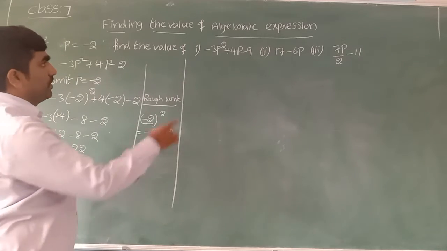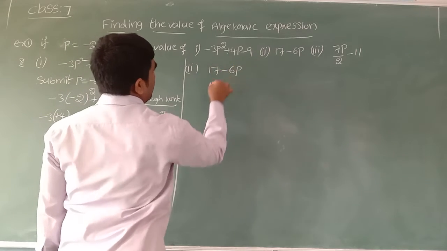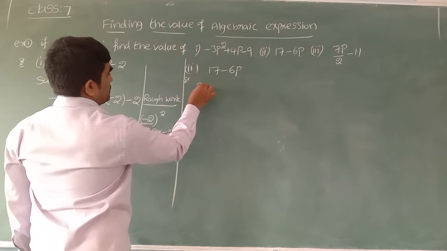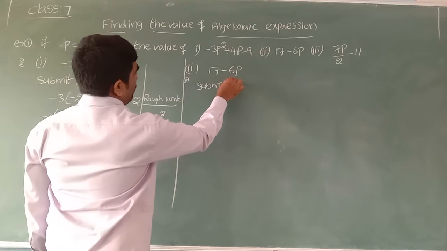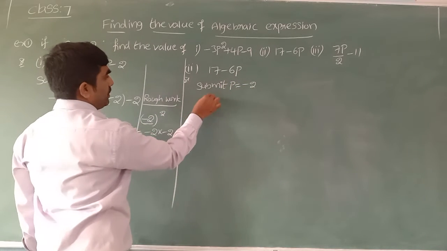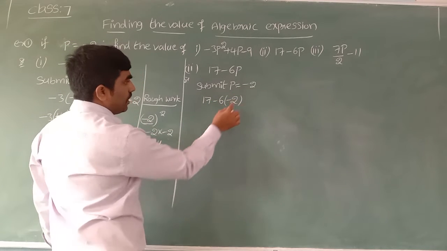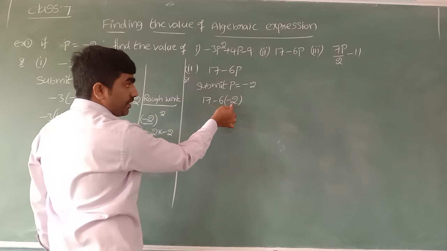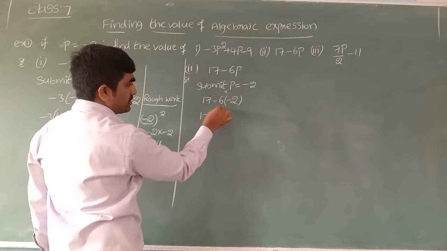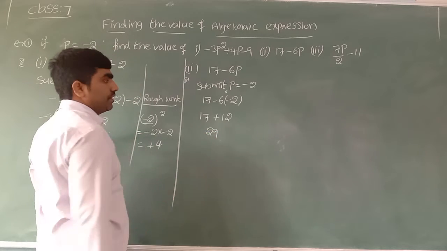Yes. Let's see one more example. The second one you can see over here: 17 minus 6p. Here, substitute p is equal to how much? Minus 2. Yes. In the place of p we can write minus 2 in brackets. Here there is no power, so we can multiply directly. First multiply the symbols: 17, minus into minus is plus, 6 twos are 12. 17 plus 12 is 29. Like that you can find.